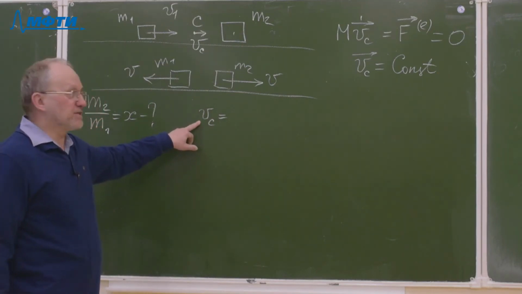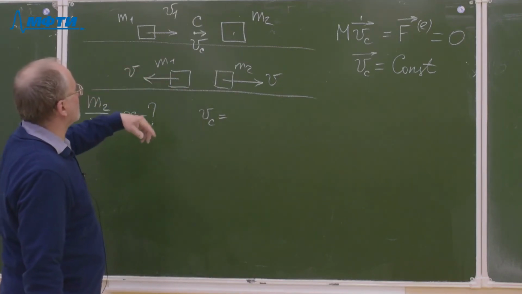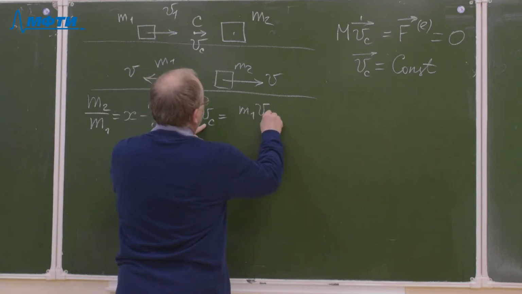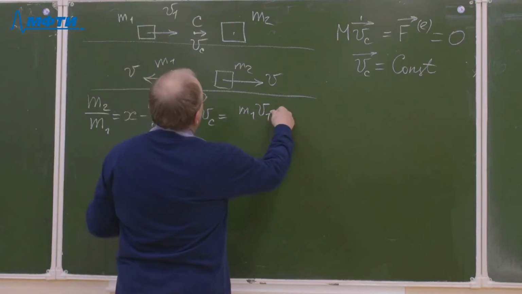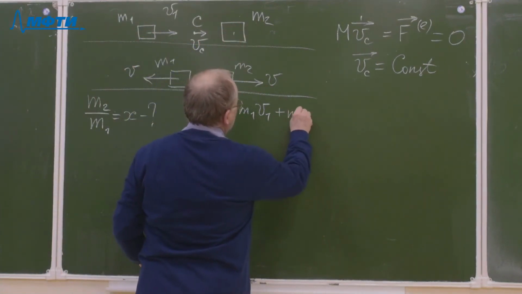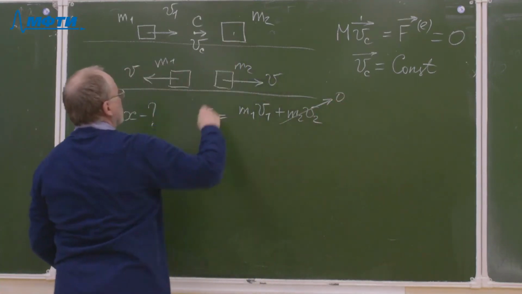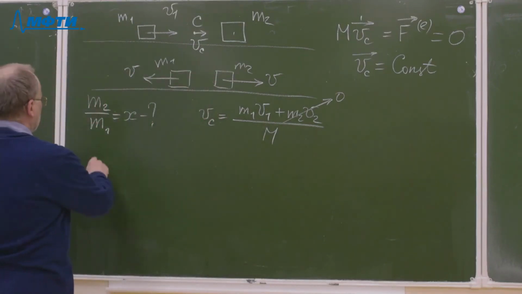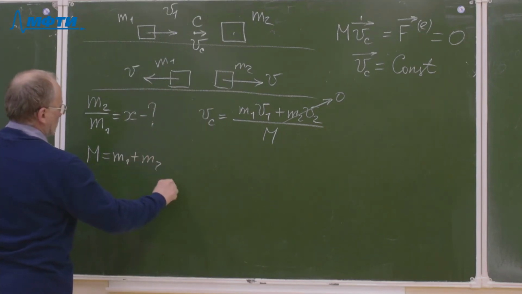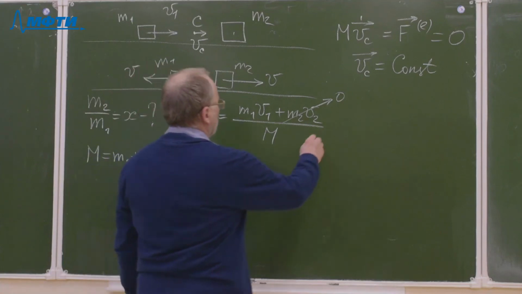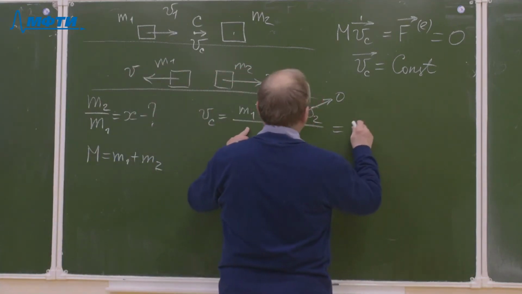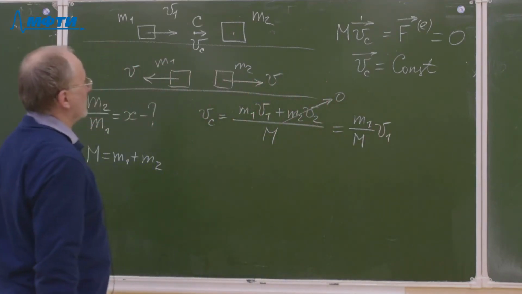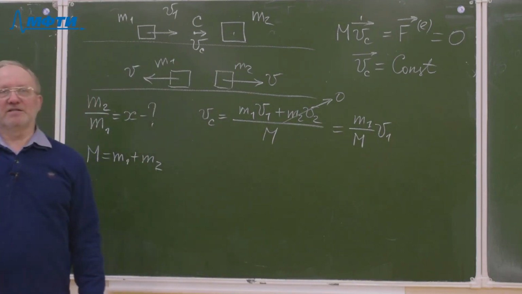I use the scalar form of this equation because it's easy to go from vector form to scalar form, since we know the direction of every vector here. So the velocity of the center of mass is the velocity of the first body before the collision times its mass, plus the velocity of the second body, which is zero, so the second term will be zero. We know it from the very beginning because it's given that the second body was not moving, divided by the total mass of two bodies. Total mass, capital M, I will denote as equal to M1 plus M2. So the velocity of the center of mass is M1 divided by total mass, times V1. And that will be the same velocity after the collision as it was before the collision.